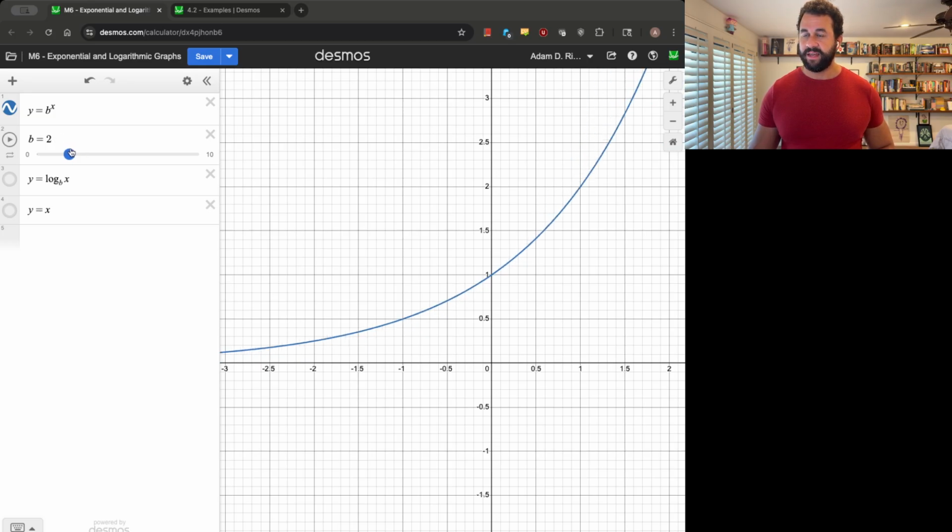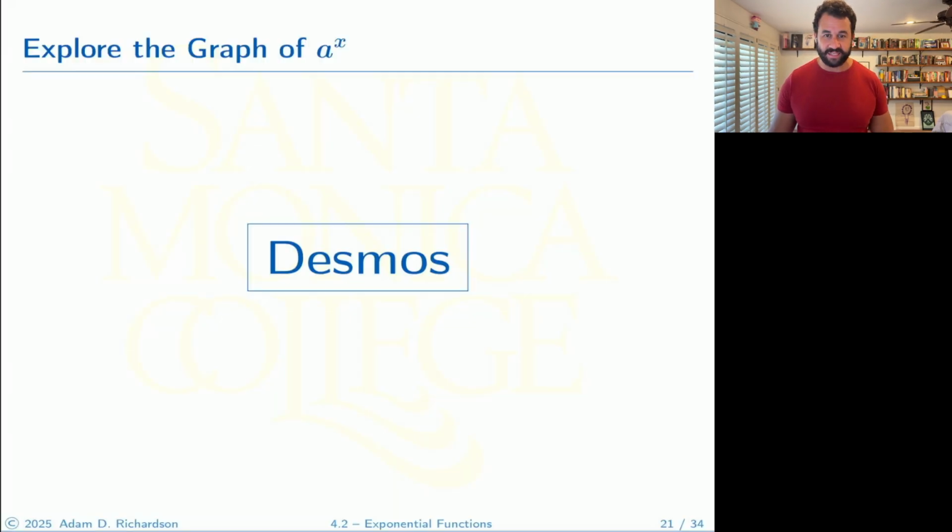So let me just reset that. You can play around with that more if you'd like. We're actually going to look at this again in the next section when we talk about logarithms, so we can see how logarithms compare to exponential functions. Maybe this is a bit of a tell. For any of you that play poker, this is a bit of a tell. You can kind of figure out what the logarithm is going to look like. All right. Okay, let's get back to the slides.